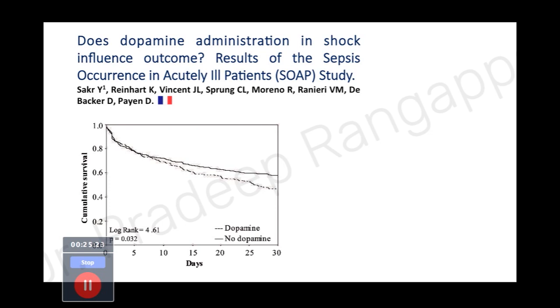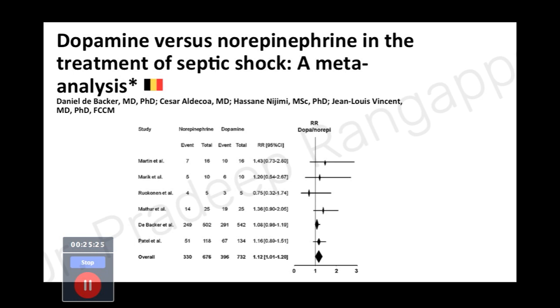If our cardiology colleagues are not convinced, this was a meta-analysis which again came from the Belgian group, where if you look at the forest plot, it favored noradrenaline as compared to dopamine in the treatment of septic shock. So in septic shock, there is absolutely no role for using dopamine, because we know survival is low with its use, and this meta-analysis also shows that dopamine has no superiority, and all the studies favor noradrenaline.